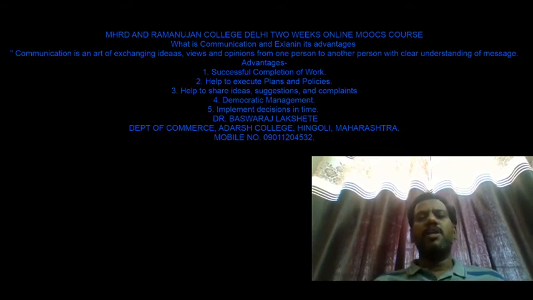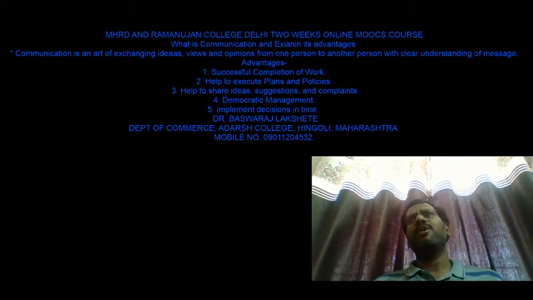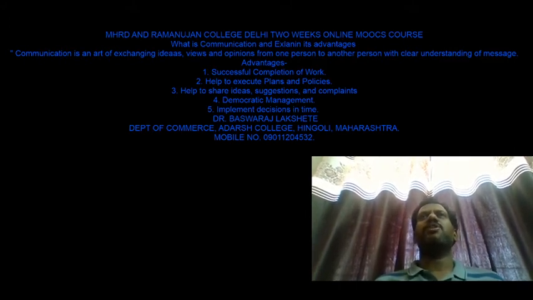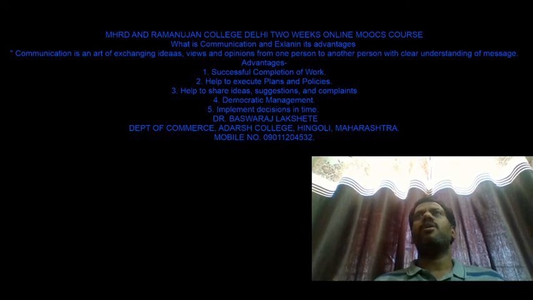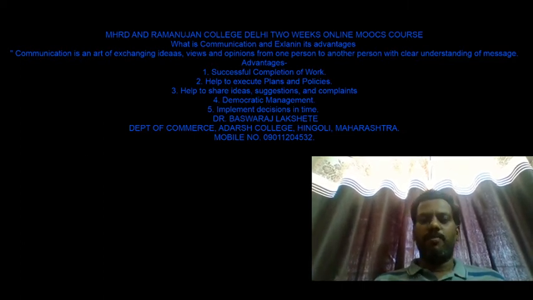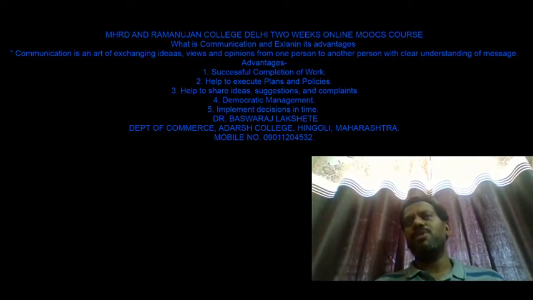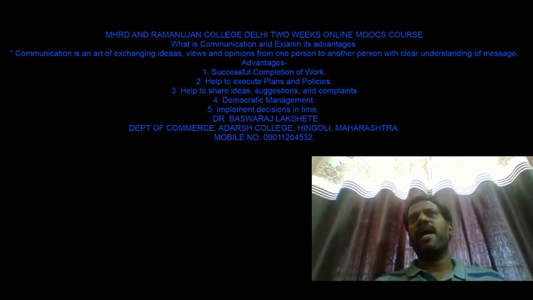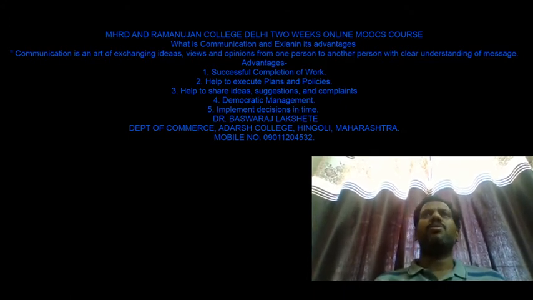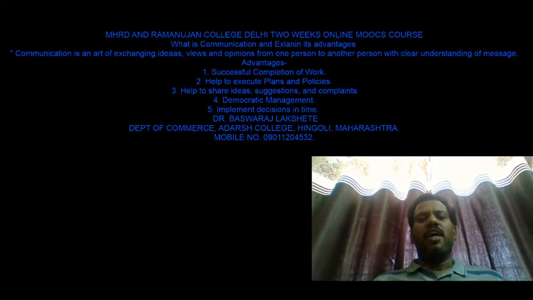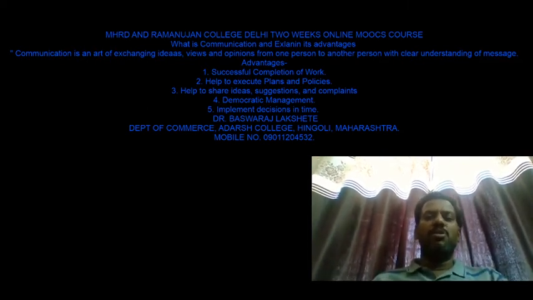Second one is help to execute plans and policies. Communication comes later. Before that, first comes the preparation of plans and policies. Communication is one of the aids for converting the plans and policies on paper into reality. It means that for the successful implementation of plans and policies, communication is required. When our plans are good but the communication process is not good, we will fail to convert the plans into reality. If our plans are good and the communication process is also good, we can convert that plan into reality in a very smooth manner. That's why communication plays a very vital role in the execution of plans and policies.